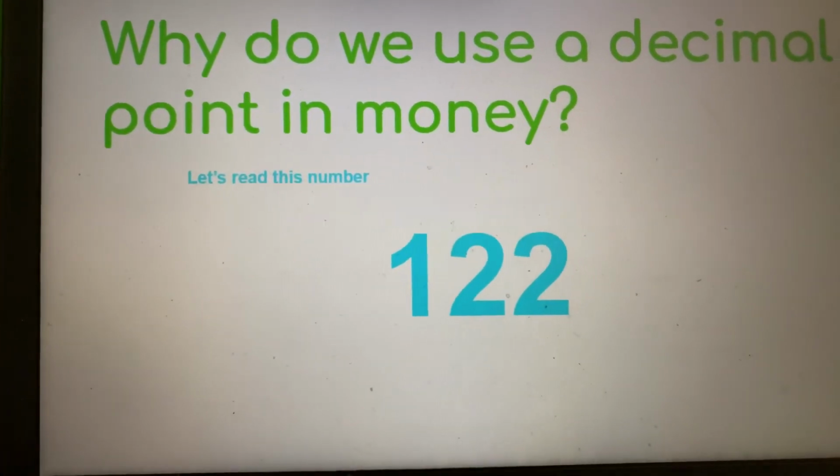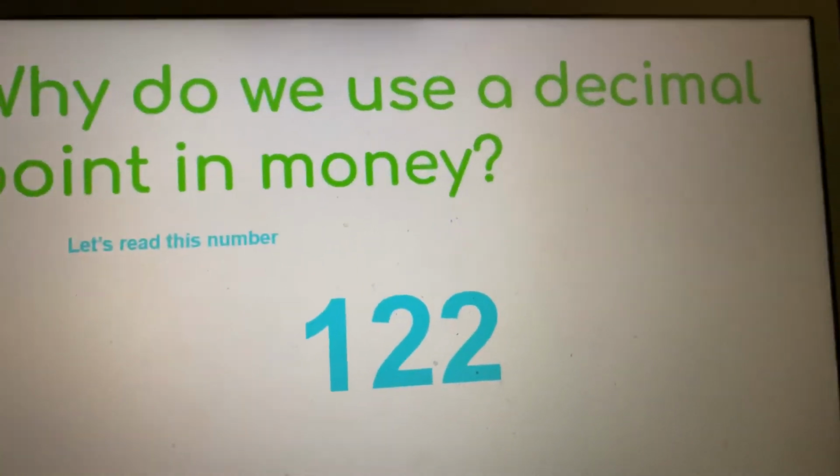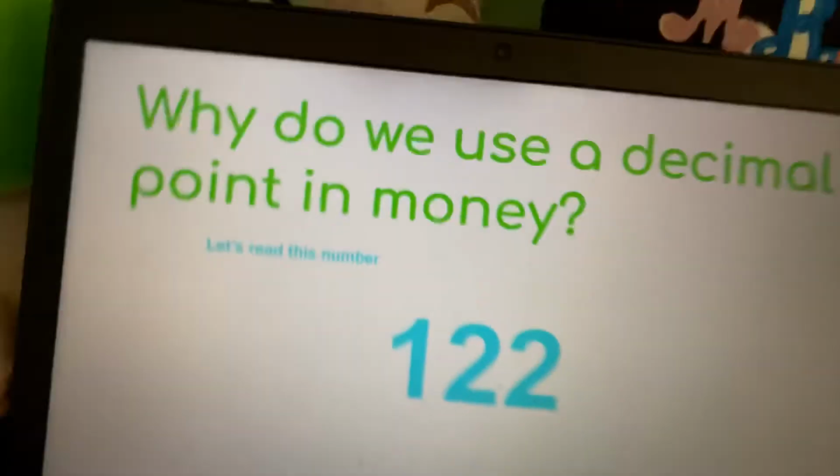122 pizzas. That would be amazing. 122 pieces of pizza. I would love that too. However, this is just 122 of anything. And again, we don't know, is it 102 pennies? Is it 102 koalas? We don't know.